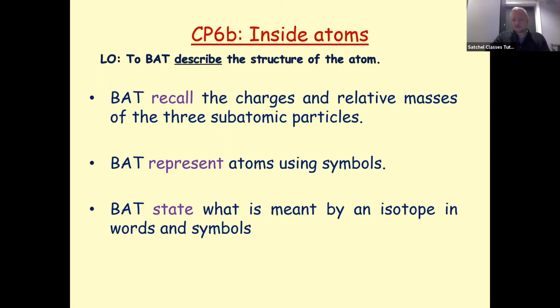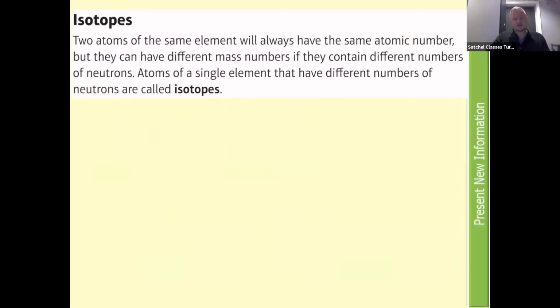Our last bit, state what is meant by an isotope in both words and symbols. So let's take a look. Now, 2 atoms of the same element will always have the same atomic number, but they can have different mass numbers if they contain different numbers of neutrons. In other words, I can have a heavier and a lighter version of the same element. Atoms of a single element that have different numbers of neutrons are called isotopes.